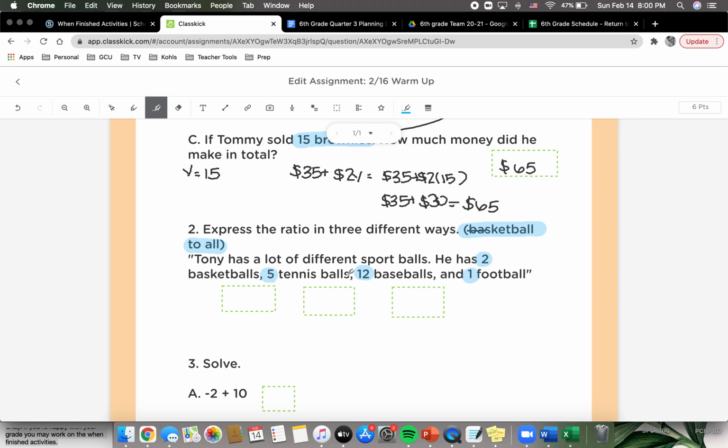We know that the basketballs was 2, so that's the beginning of our ratio. Well, we need to add together, so we know that 2 plus 1 equals 3, plus 12 equals 15, plus 5 equals 20. So the all would be 20, so it can be 2 over 20, or 2 to 20, or 2 colon 20. All of those work for number 2.